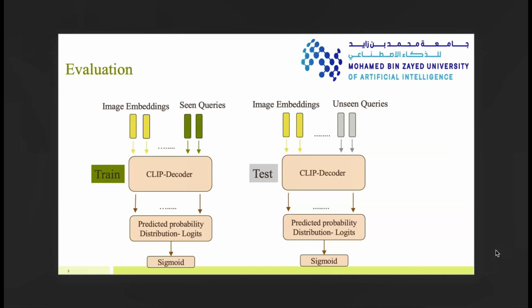For the inference stage and the training stage, there was a little difference. For training, we used the seen queries and the image embeddings, and we get the probability distribution logits. We use sigmoid in this case with binary cross entropy instead of softmax, although we can use that too. For testing, we use unseen queries and pass them through the CLIP-Decoder to get the results.